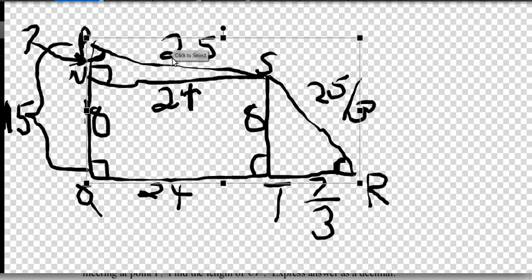So, as you can see, what do we have so far? Right now, we know that PQ is 15, QT is 24, and ST is 8. And as you can see, I've drawn the right angles in here. So those are the two right angles.